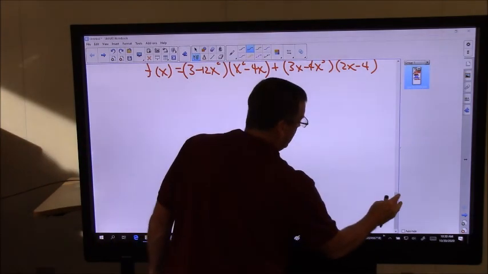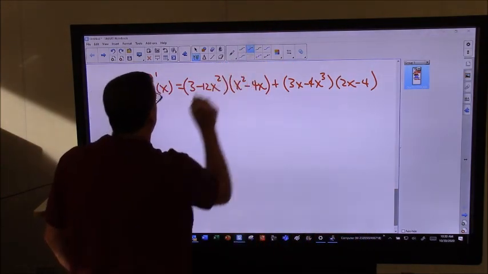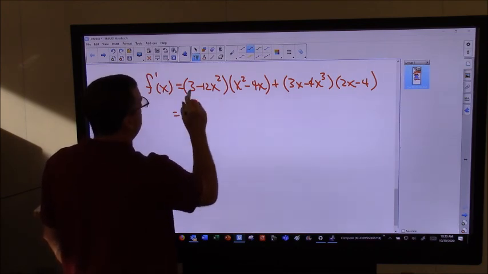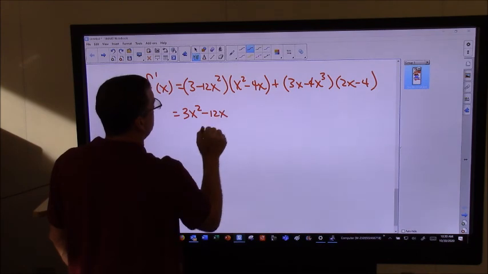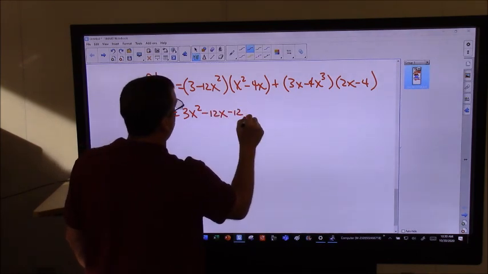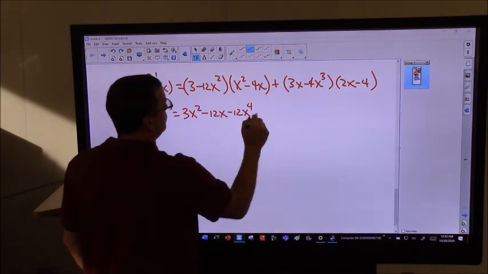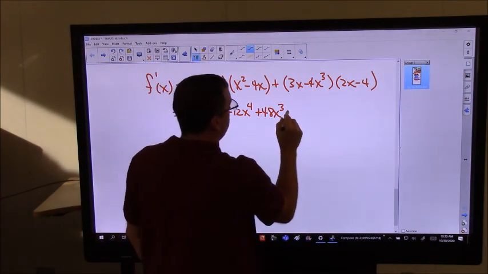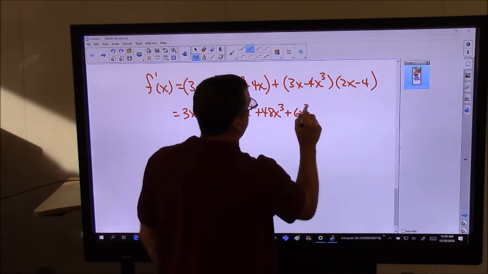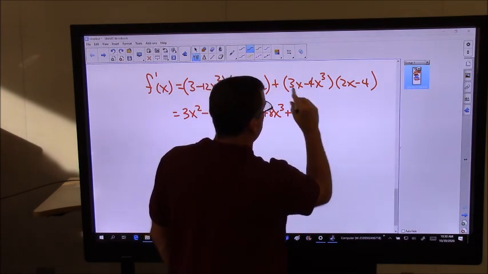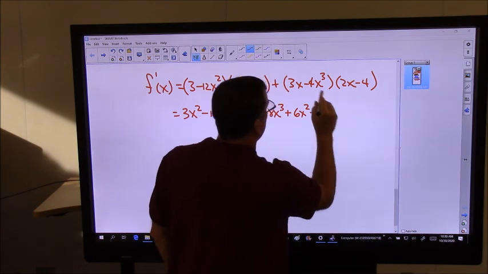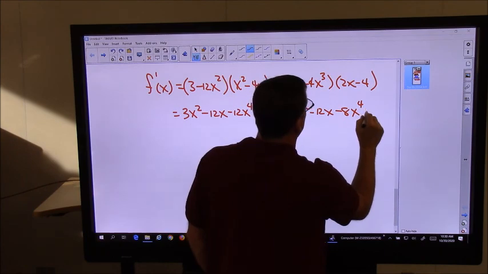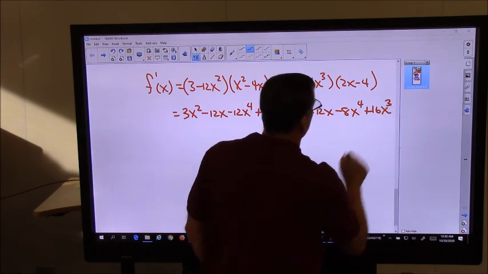All right, so now we just have to simplify. So let's see, if I FOIL this, I'm going to get 3x squared minus 12x. Here I'll get minus 12x to the fourth plus 48x cubed. When I FOIL this, I'm going to get 6x squared minus 12x, and then minus 8x to the fourth, and then plus 16x cubed.